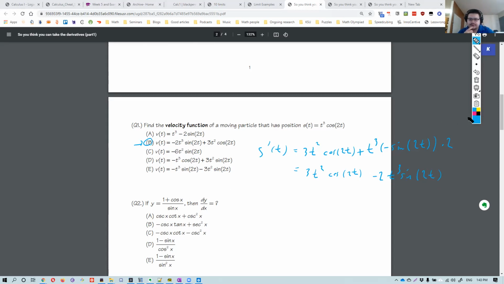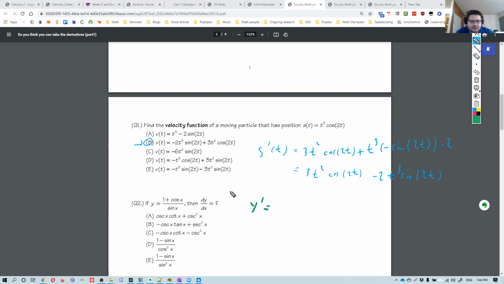See if we can do number 2 at the same time. It'd be nice if I could just use a different color. Maybe I can use dark green. Okay. So for this one, quotient rule, right? Notice it's possible that we might need to do some trig simplification. That's fine.